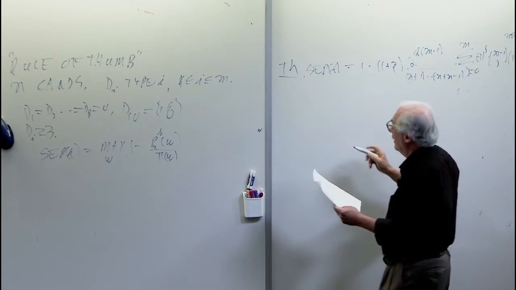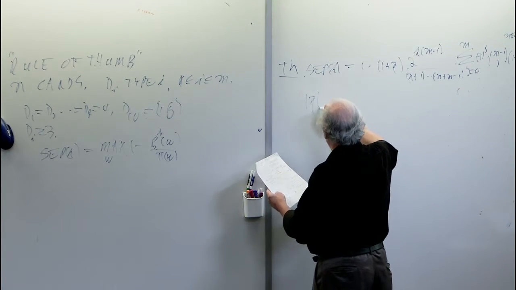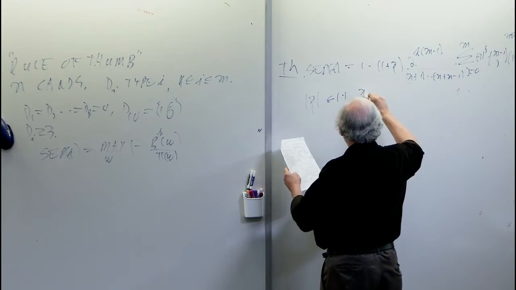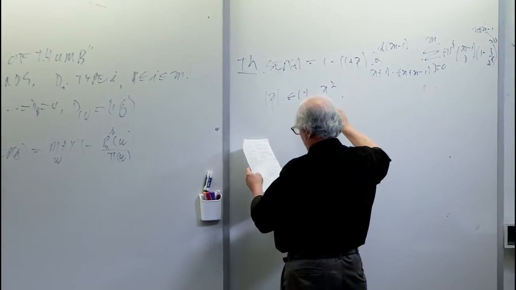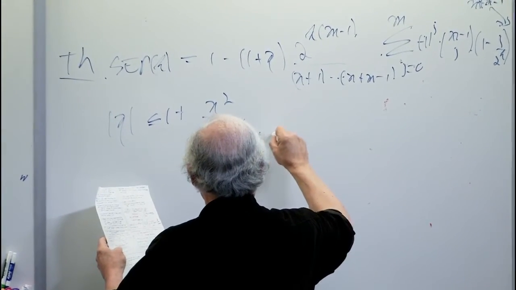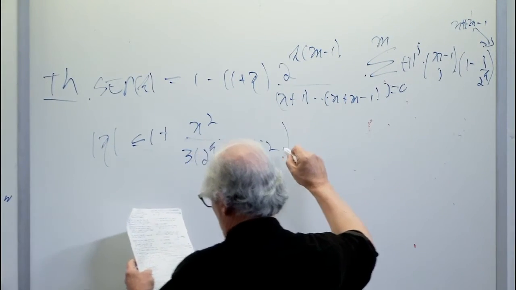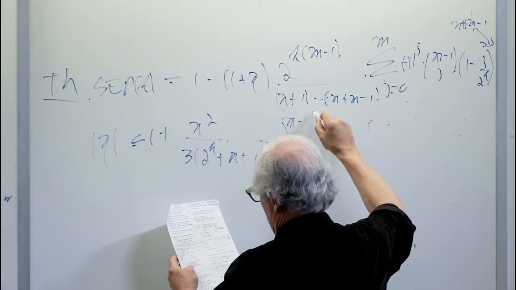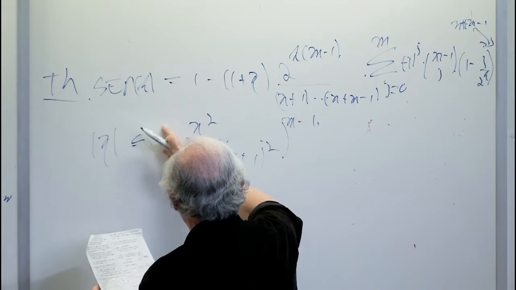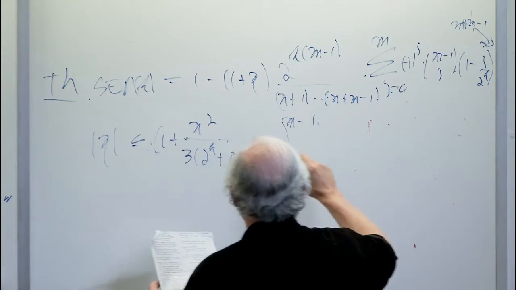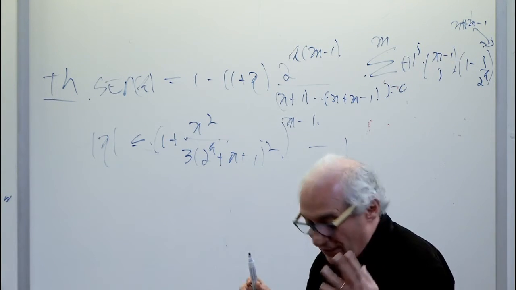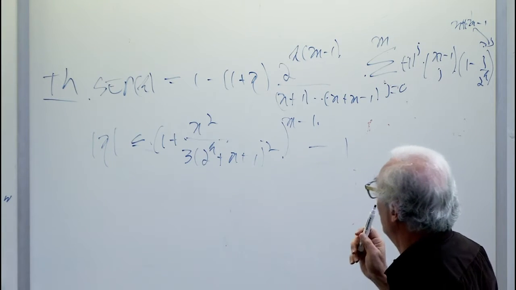And eta, which is tiny, is less than or equal to (1 plus n squared over 3 times (2^k plus m plus 1) squared), and then this is all raised to the m minus 1 power, minus 1. It is a bracket here. So impossible to parse, but the point of it is the following.